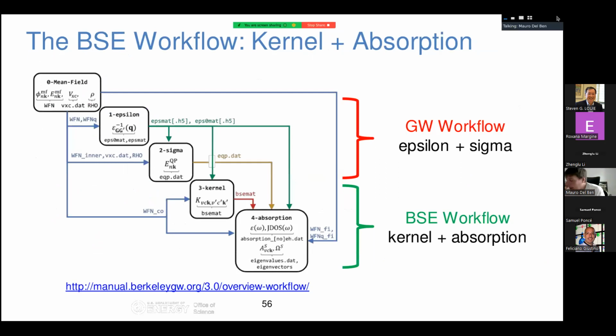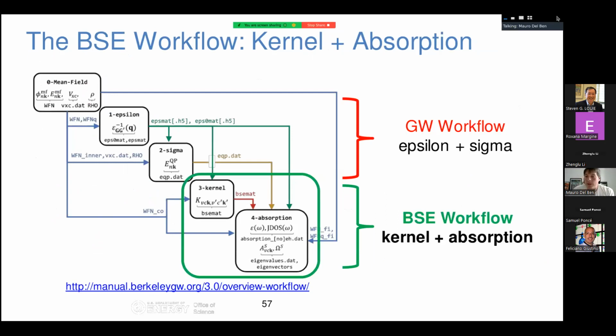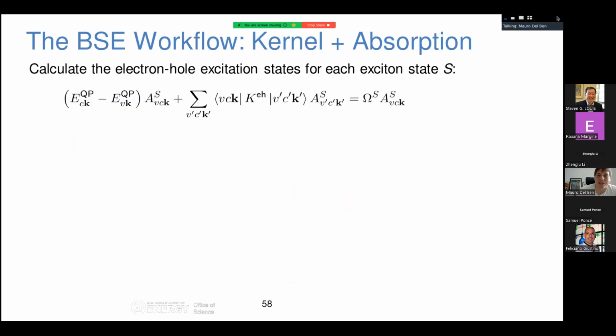All right, time. I think okay, I still have about 10 minutes. So let's talk a little bit about the second part of the workflow. We have been talking a lot about the GW. Let's focus on the Bethe-Salpeter equation, which is kind of simple in terms of implementation and computational details.